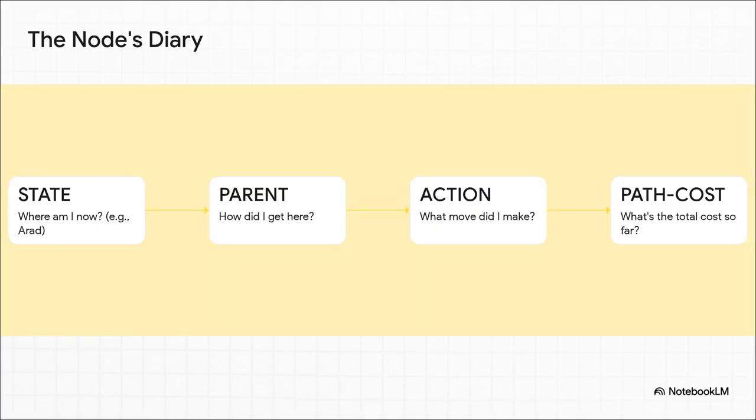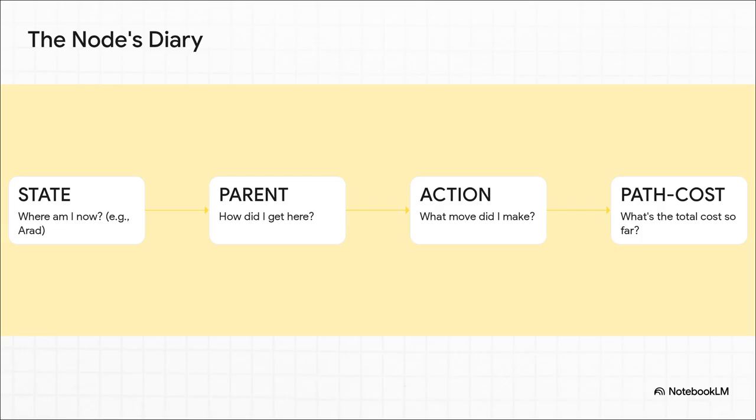All right, next tool, the notepad, or the algorithm's diary. See, for every place it considers, it doesn't just jot down the city's name. No, it creates this really detailed data structure called a node. It's like a full diary entry. First, you have the state. Where am I right now? You know, like Arad. Second, the parent.